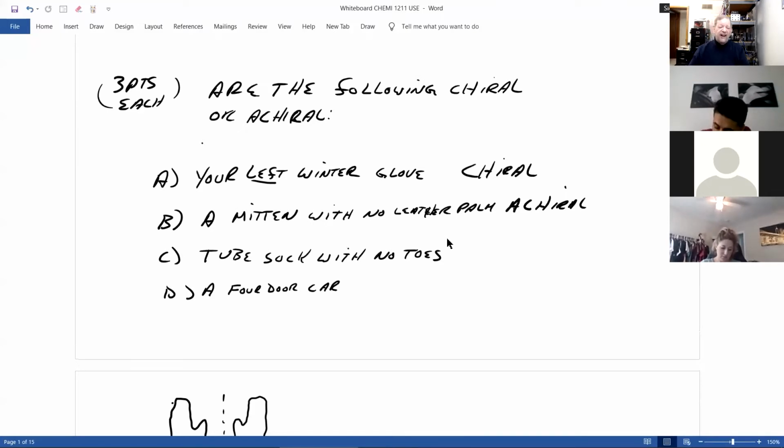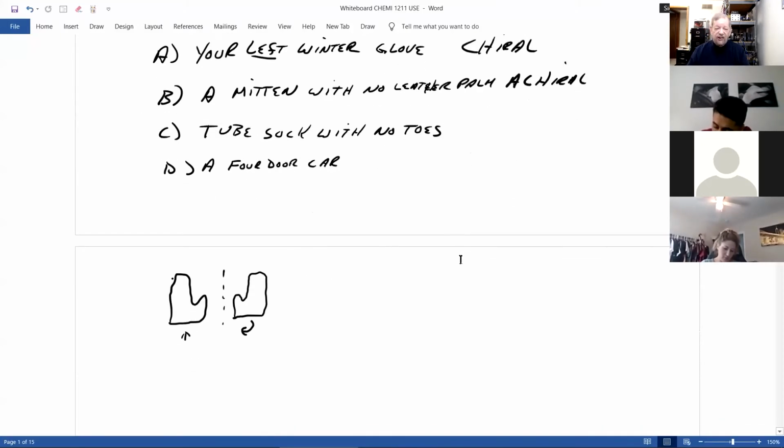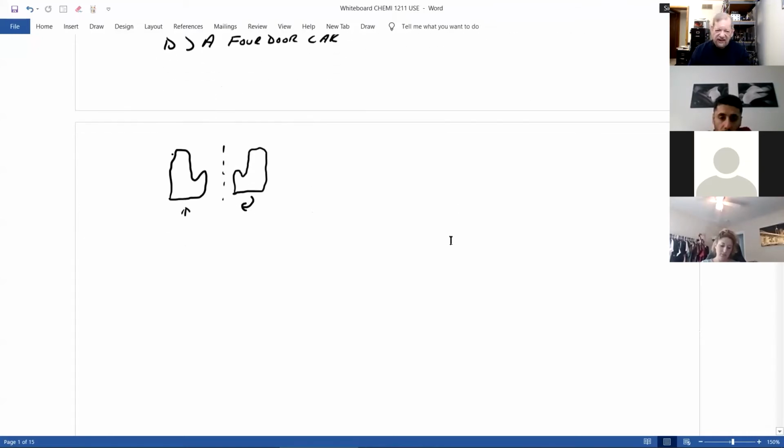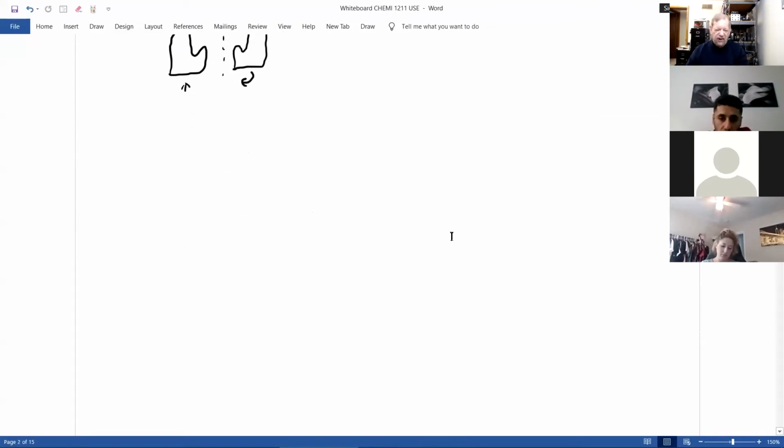Now, let's look at a tube sock with no toes. If you're a woman, you know, you can buy the tube socks that have the toes in it. Men don't have those, at least I've never seen them. So this is one without toes. Like I said, I'm not going to be an artist ever. Let's fix it up. Yeah, that's better.